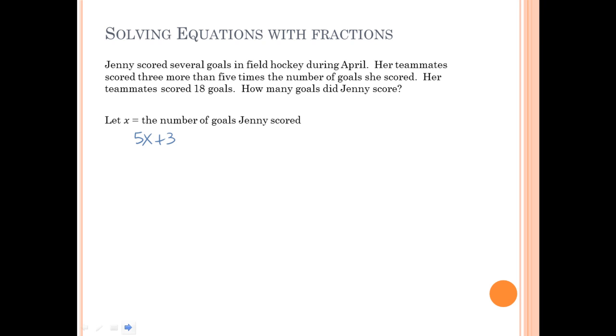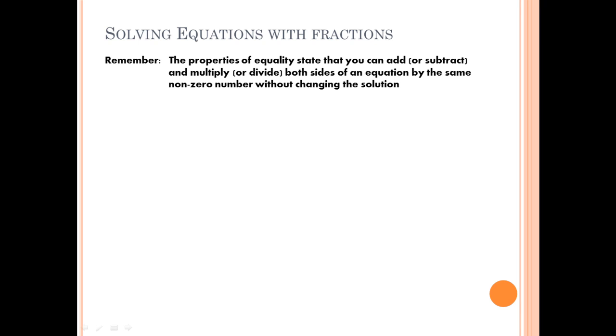Next, we look at the third sentence and we see that her teammates scored 18 goals. This means that 5x plus 3 has to equal 18. So to solve this problem, we need to solve the equation 5x plus 3 equals 18. When we solve this for x, we will know how many goals Jenny scored.